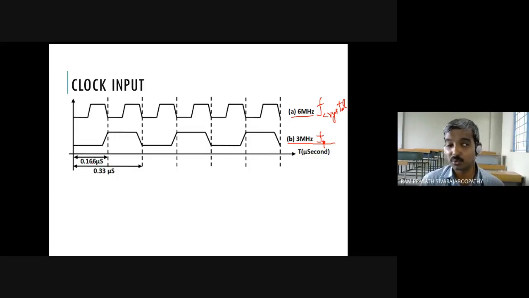I have asked you one question. Why is this particular concept introduced in the 8085 microprocessor? Why does the frequency I connect outside become half when it goes inside? How have they introduced the concept? Why have they introduced this particular concept in the Intel 8085? The answer for that is in this very picture.